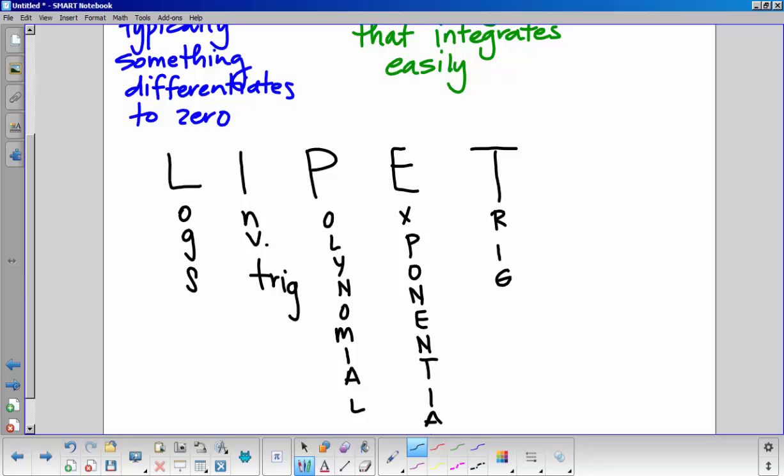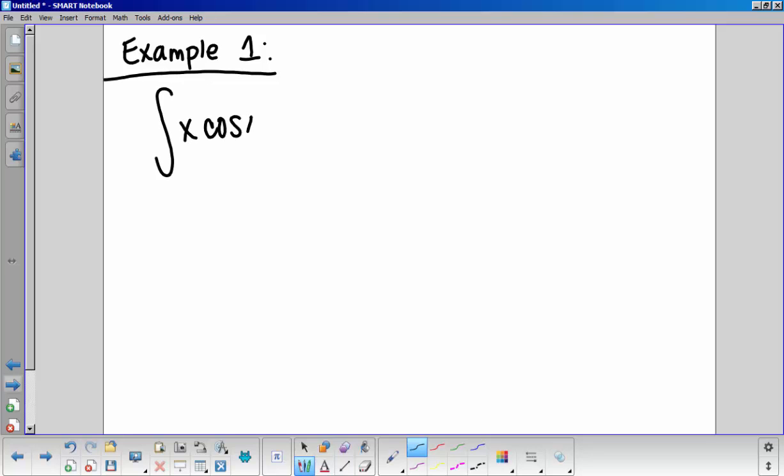So let's try one. This is example 1. Here we go. This is going to be the integral of x cosine x dx. First of all, are these two families of functions, different families multiplied together? Yes. All right.